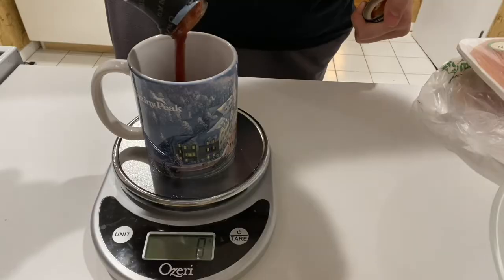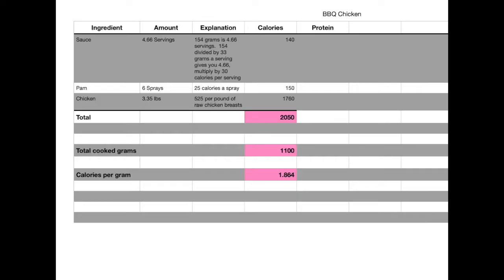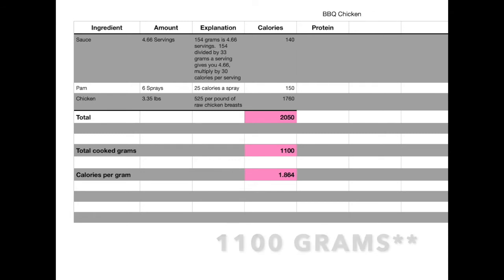So I used chicken, I used sauce, I calculated my calories right here on this chart where you can see that I used 3.35 pounds of chicken and it's 525 calories per pound of chicken. I used a little bit of Pam and kept track of that. If you used oil, you can keep track yourself. And I used 4.66 servings of sauce, which came out to 140 calories. So to come full circle, we added up all of our calories and figured out we used 2,050 calories total. We divided by the total weight that I showed you, 1,100 grams. And now we know the magic number that it's 1.86 calories per gram of chicken.